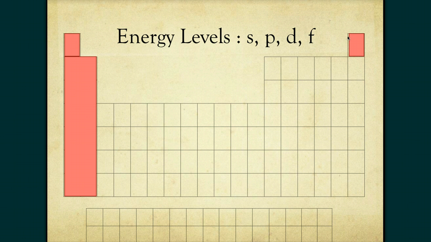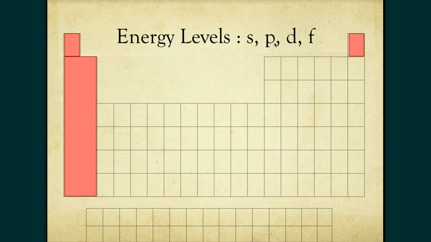So we have 1s. Hydrogen has 1 electron, so it would be 1s1. Then we have 1s2 for helium. Then we have 2s2, 3s2. This would be 4s1, 4s2, 5s1, 5s2, 6, and 7. So we have 1 through 7. All these energy levels have an s orbital.